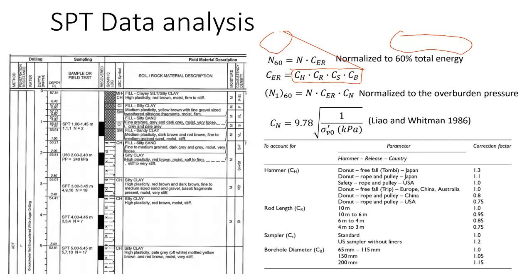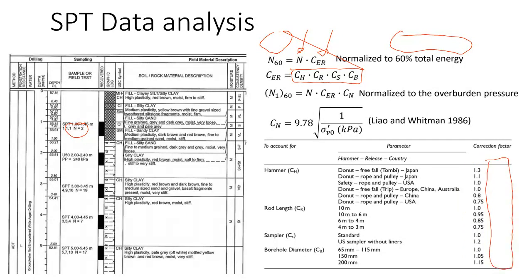So this number just comes from the borehole log. This is the number here. Then we need to find this coefficient. This coefficient is the combination of a few different coefficients, depending on the type of hammer, rod length, sampler, and borehole diameter. We're going to get this correction factor. So you have this table in front of you, you read the description of the test, see what equipment was used, and then according to the description, you just find the correction factor.